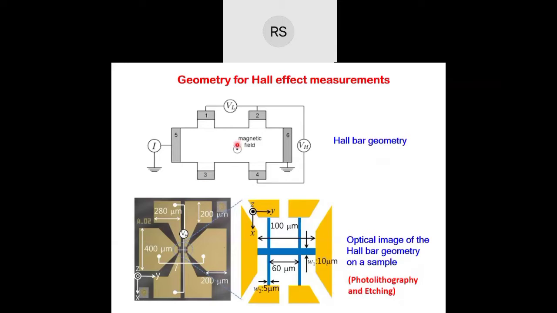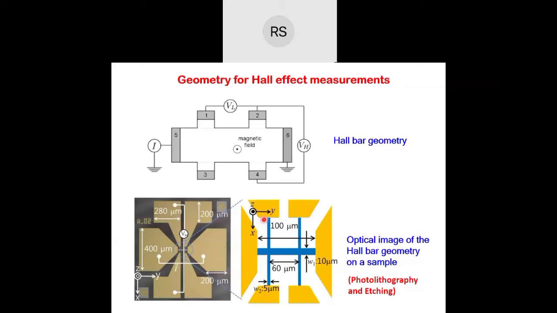Otherwise, this is the most precise geometry for the measurement of Hall effect. And here I am showing you the microscopic image, how it looks, and a zoomed view. You see, this is the structure. These are the bigger contacts, and this is the thin film in blue, and the yellow areas are showing the contacts.